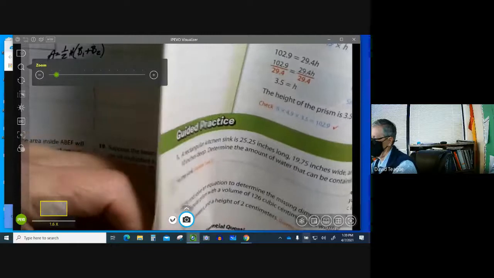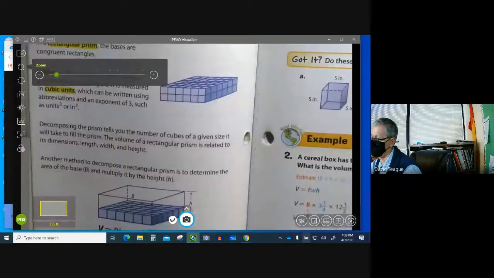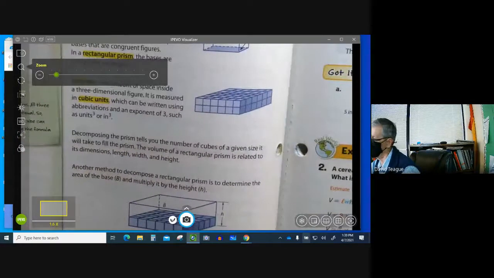What are they calling it? Let's see what they call it. Sometimes the book calls it different things. Well, okay.